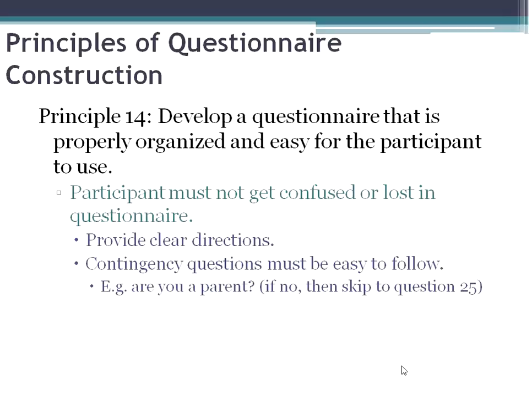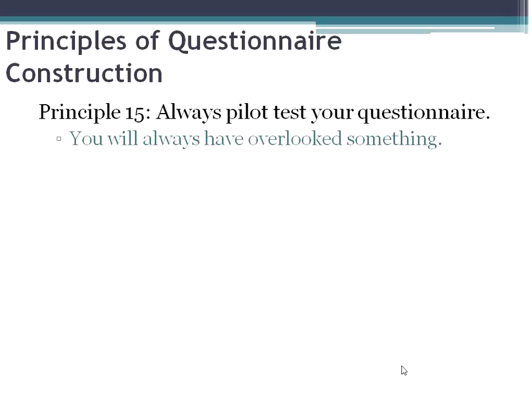So you want the questionnaire to be organized and easy for the participant to use, especially if you have piping questions or questions that might not apply to all participants. You want to have clear directions. So maybe you've got questions about parenting, but not all of your participants are going to be parents. So you might have a filter question that says, are you a parent? If no, then skip to question 25, and make it clear where to skip to, so that you have easy, organized survey questions.